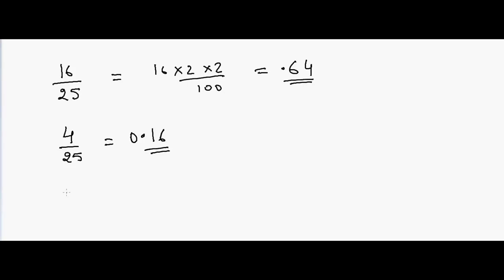Another example is if I have 44 to divide by 25. So 44 into 4, that's what we have to do. 44 into 2 is 88, and 88 into 2 will be equal to 176. So the answer will be equal to 1.76.